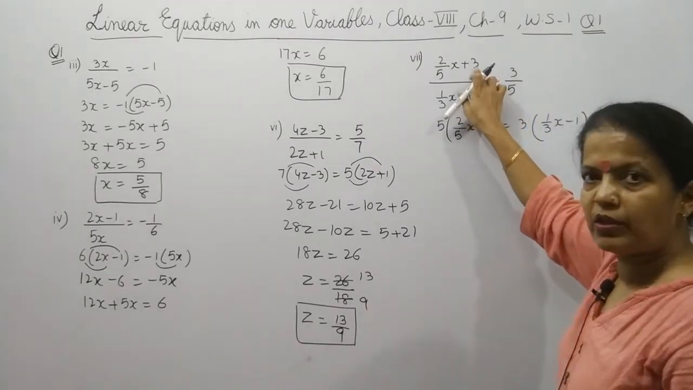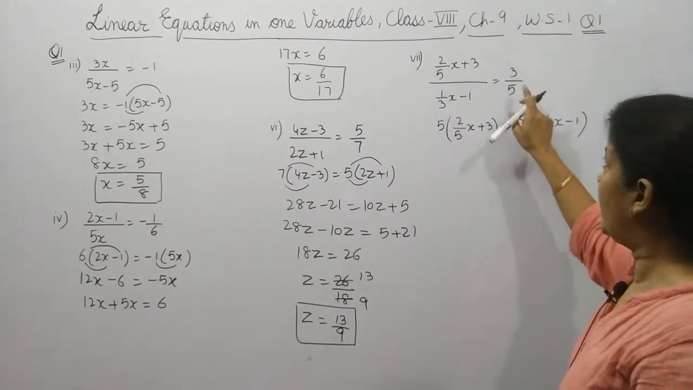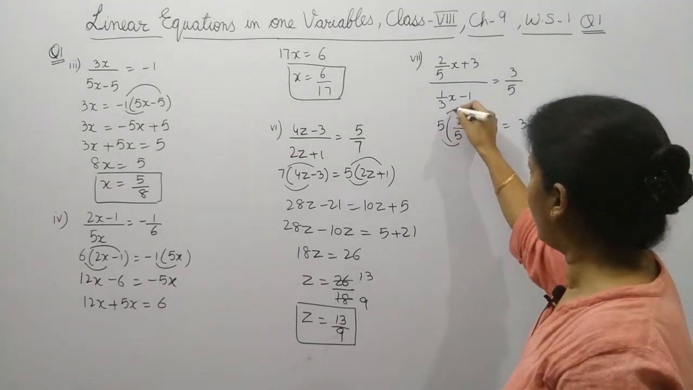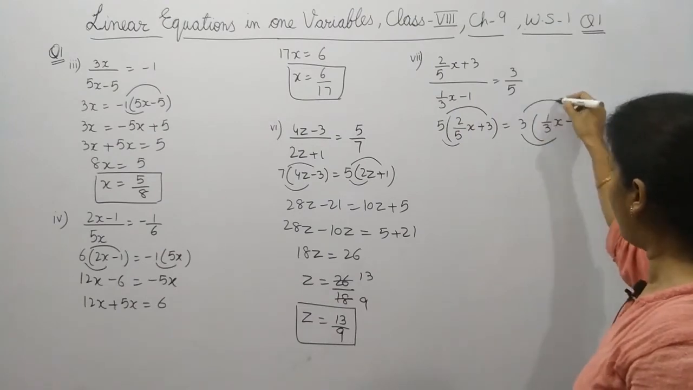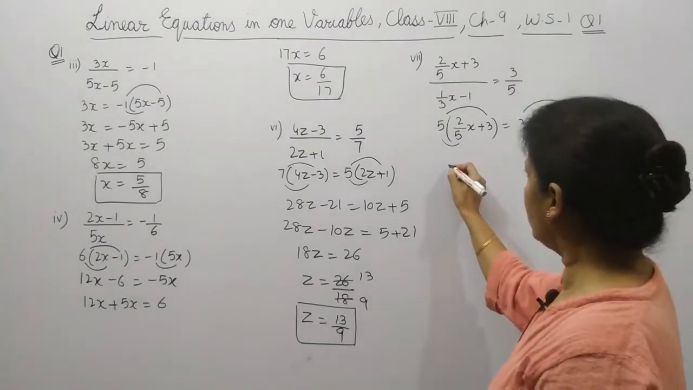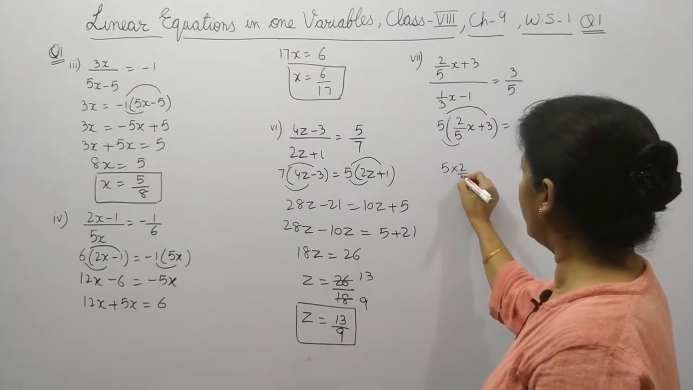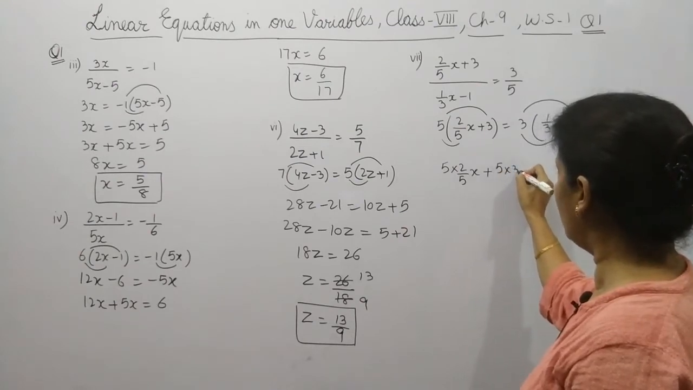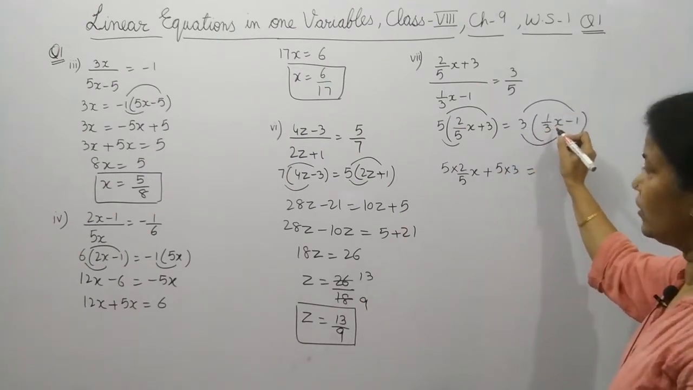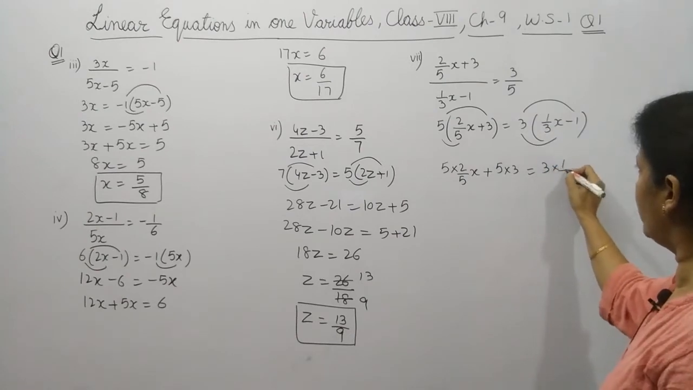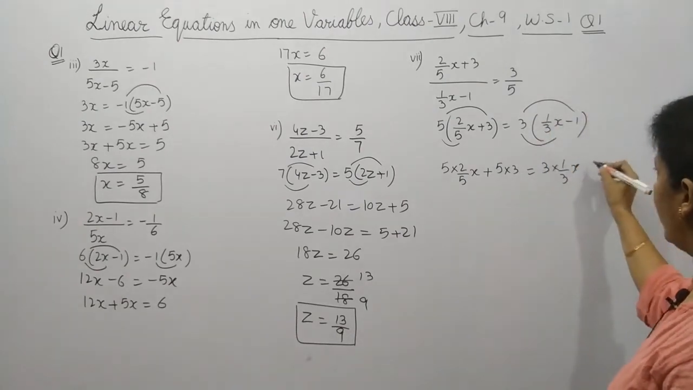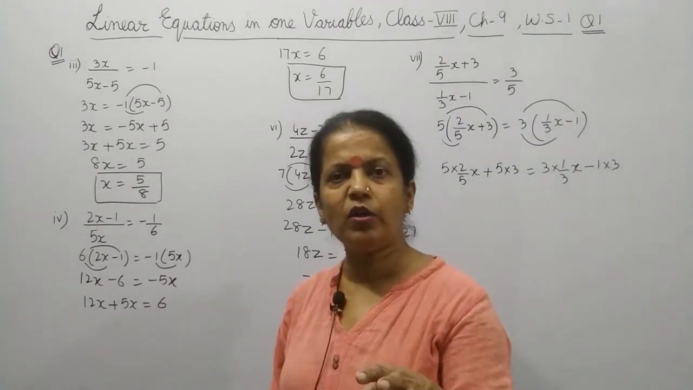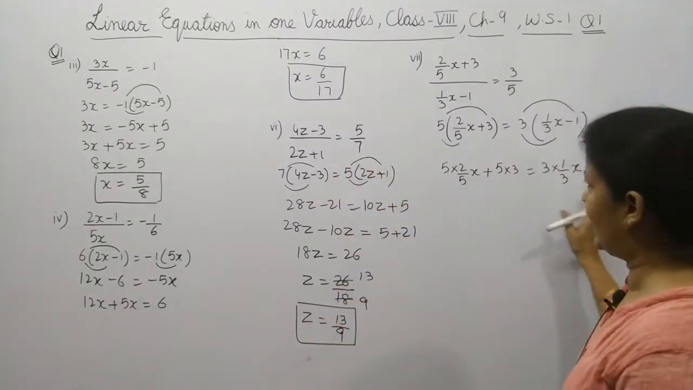So 5 multiply this, you will get this term, and 3 multiply this, you will get this term. Now multiply this with this and this with this. Let's see what term. 5 multiply 2 by 5x, and 5 multiply 3. Multiply this with this term. So 3 multiply 1 by 3x, and 3 multiply minus 1, so minus 1 multiply 3. You can do this question verbally also instead of taking this step.